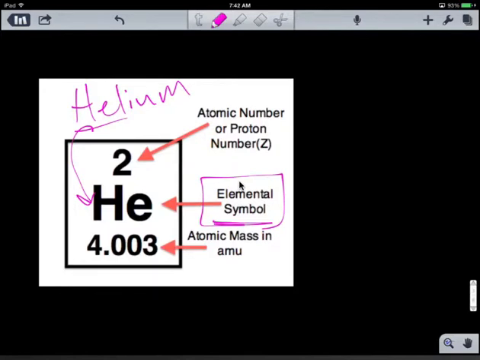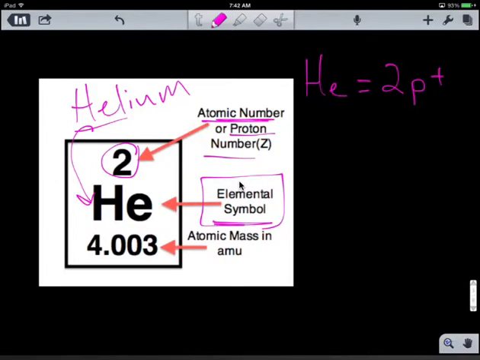The first number of concern is the atomic number. The atomic number for helium is 2. It's also known as the proton number. So it tells me the number of protons for an atom of helium. So helium has 2 protons. What's interesting about the atomic number is that it also tells me the number of electrons.